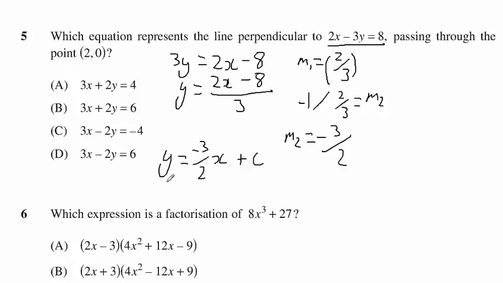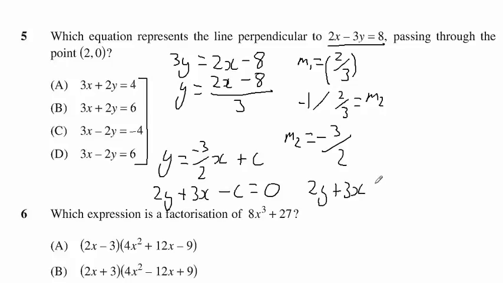And if we rearrange that, we get 2y plus 3x minus c equals 0. But we see up here we actually need the constant number on the other side, so I'll rewrite that as 2y plus 3x equals c. And if you're wondering why it didn't go to 2c over here, c just stands for constant. It could be anything. It doesn't matter if it's 2c, 5c, 6c.